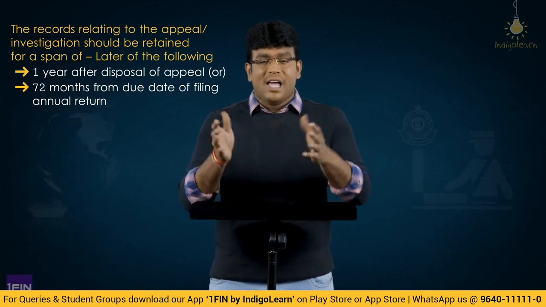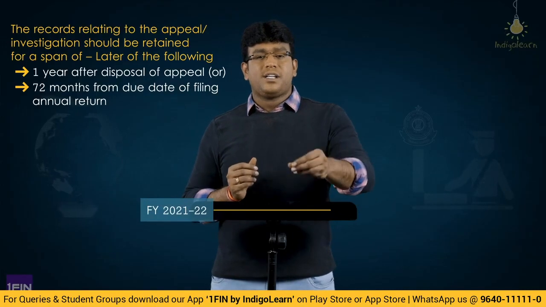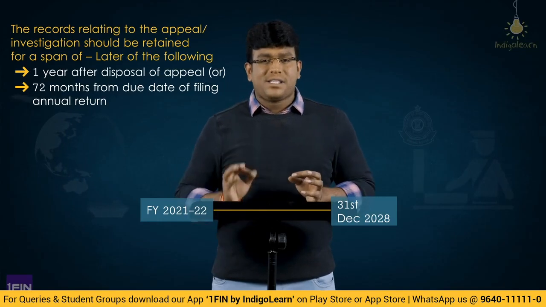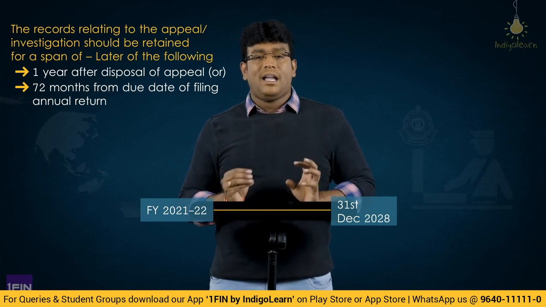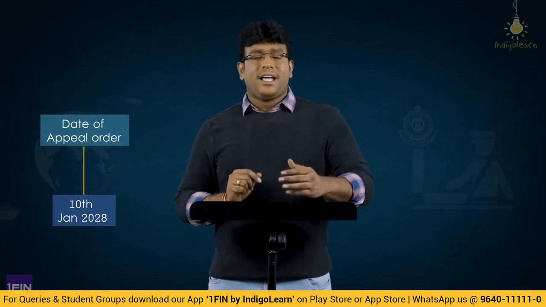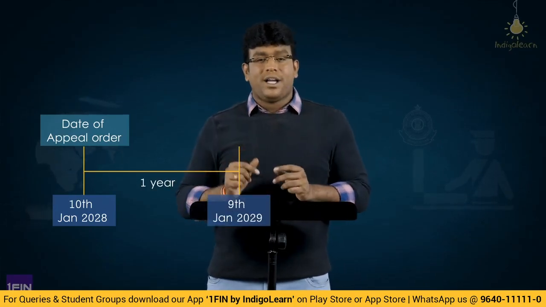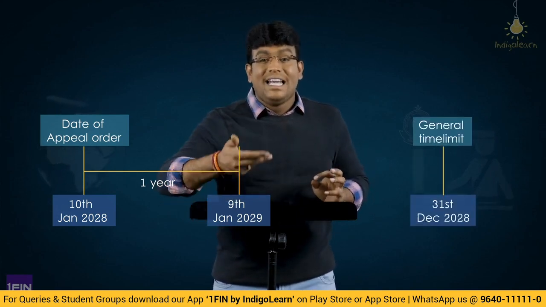So for example, my dear friends, as we discussed some time back, for 21-22, we have time till 31st December 2028. Correct? Yes. Now, let's say with respect to this person Anand, some appeal was going on and there are some records related to that appeal. And let's say appeal order is passed on 10th Jan 2028. Now 1 year from 10th Jan 2028 will be 9th January 2029, or general time limit is what? 31st December 2028. These two, whichever is later.